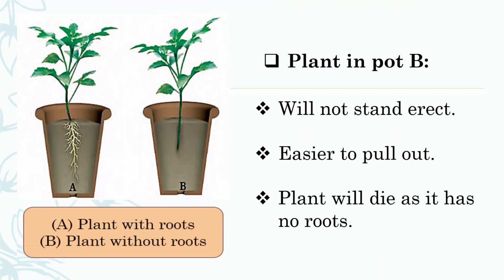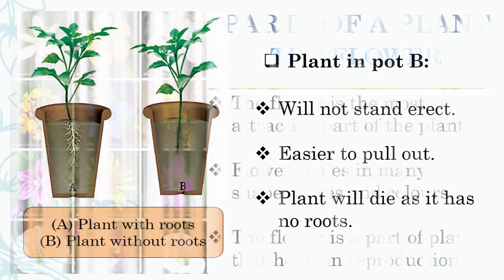Whereas the plant in the pot B with no roots will not stand erect, will fall. It will be easier to pull it out from the soil and eventually the plant will die as it has no roots. So, I hope by this activity you have understood the functions of the root: that the roots anchor the plant in the soil and the root absorbs water and minerals from the soil.